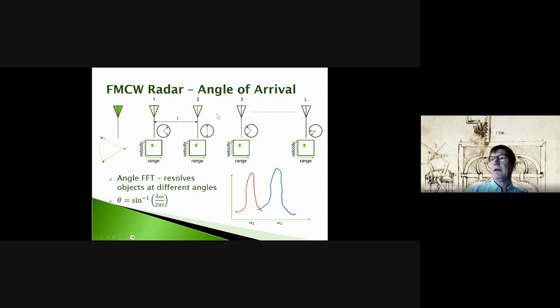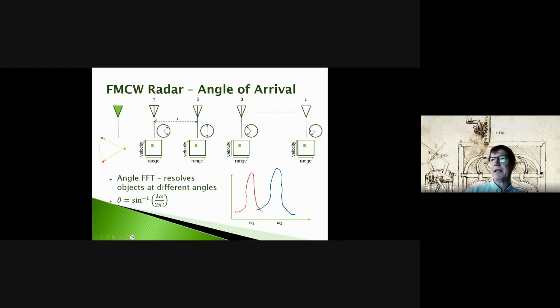But if we continue to add some number of L antennas, capital L now, we're going to see that the signals at each one of these antennas is going to combine in a different way because their phasors are rotating at different rates. And don't try to read too much into these particular positions of these phasors.